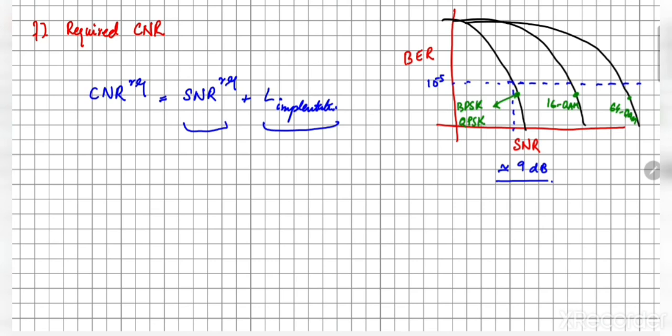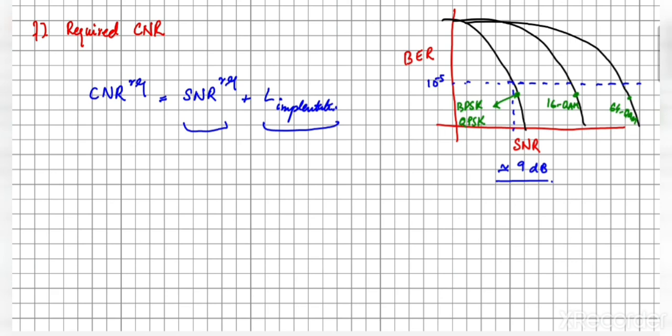and therefore whatever SNR we require from the theory needs to be sufficiently upgraded by some loss of implementation loss factor. So for instance, an implementation loss of around 2 dB can be assumed to lead to a particular requirement on the carrier to noise ratio.